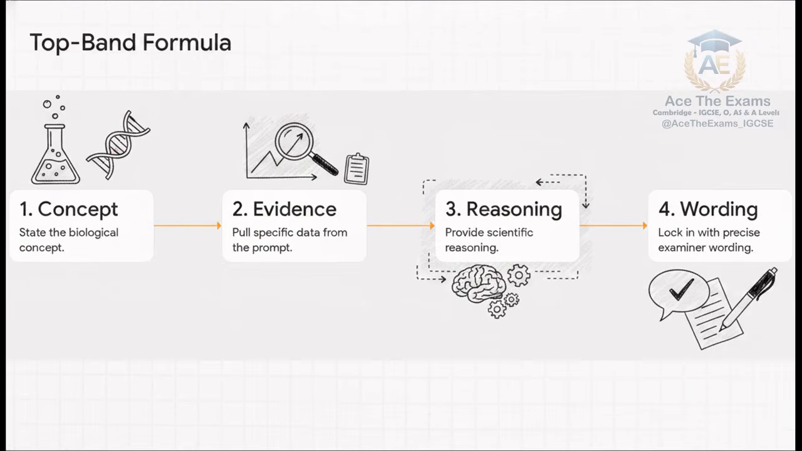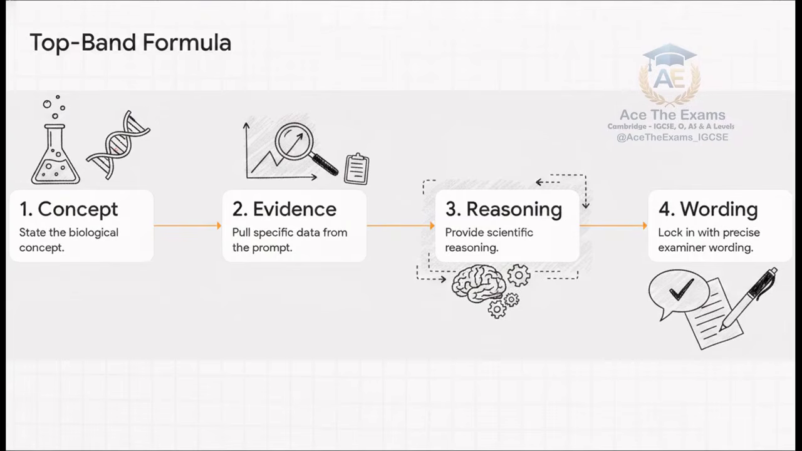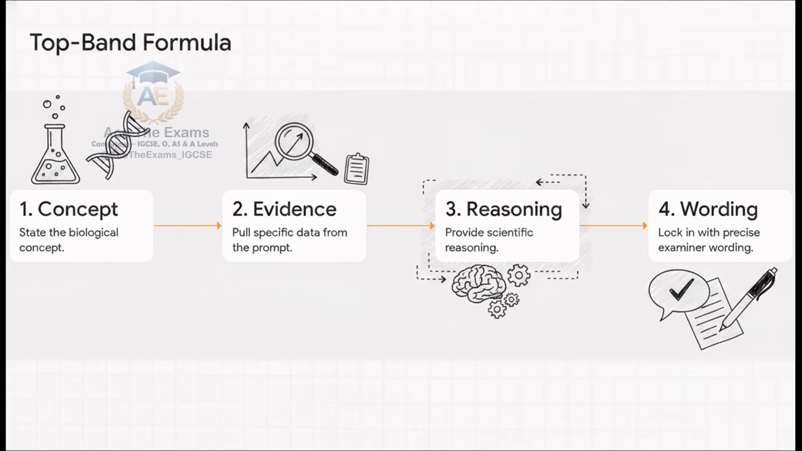To dodge those traps completely, you've got to follow this exact sequential formula whenever you deconstruct a stimulus material or a data table. First, state the core biological concept. Second, pull specific evidence or data directly from the question prompt. Third, provide the scientific reasoning that connects that data straight back to the concept. And finally, lock the whole thing in with precise examiner wording.